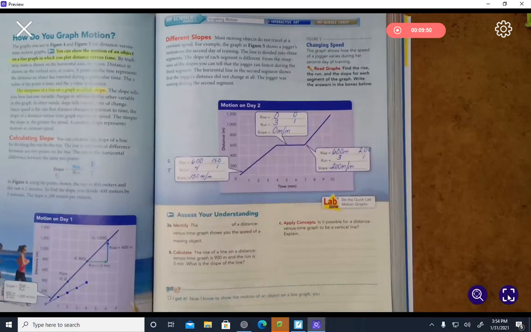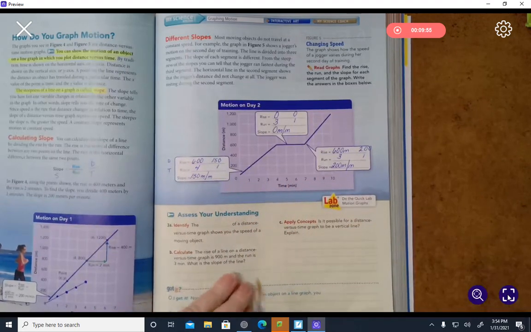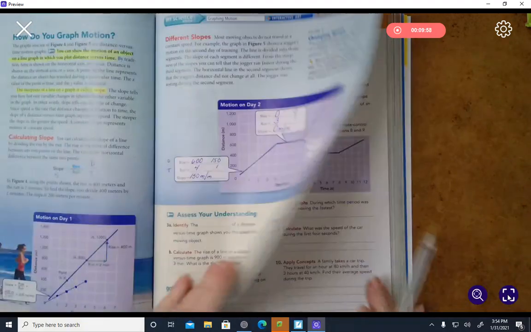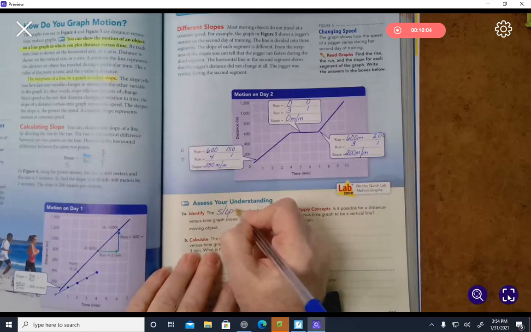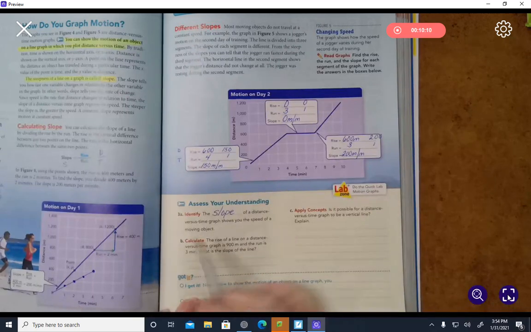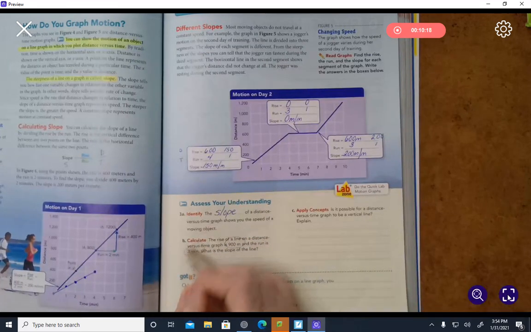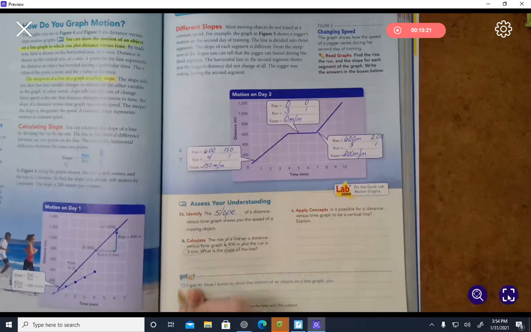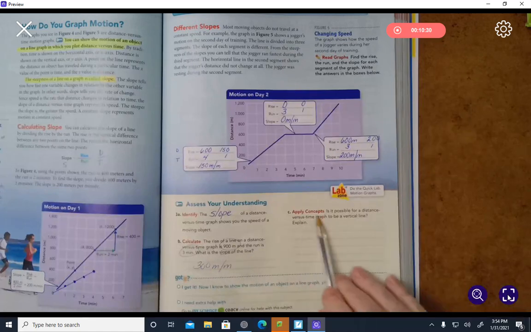So we're going to spend some time interpreting the motion of graphs this week. So even though we're done with this section, we might be doing some of the review pages, but let's look at this. The slope of a distance versus time graph. Notice that the time is always written on the horizontal one. The rise of a line on a distance graph is 900 meters. I think I can figure out that that's distance, and the run is 3 minutes. What is the slope? So 900 divided by 3 would be 300 meters per minute, which is actually the speed also.